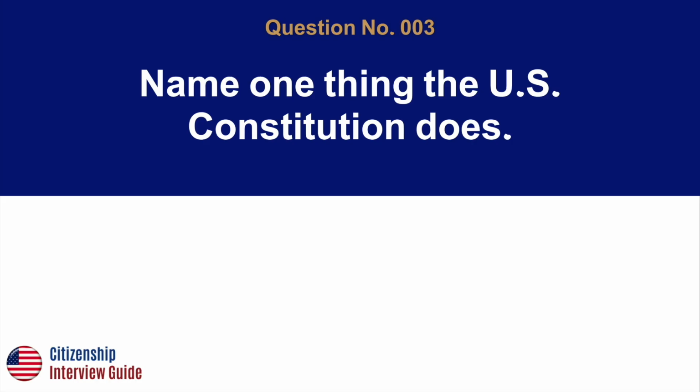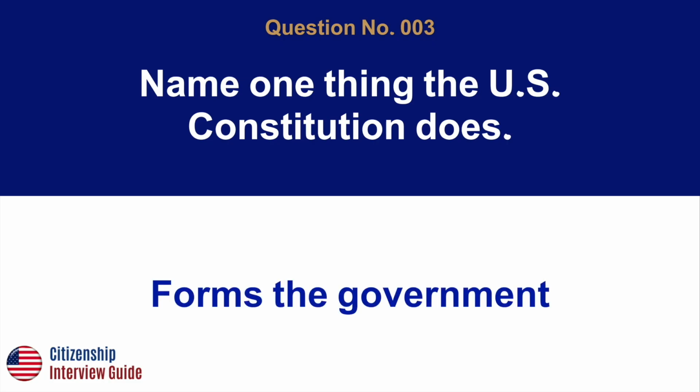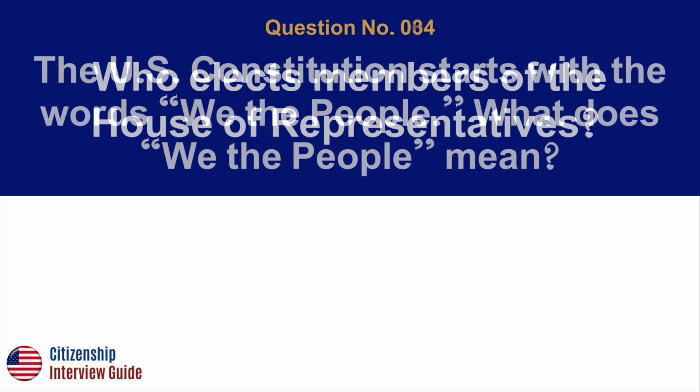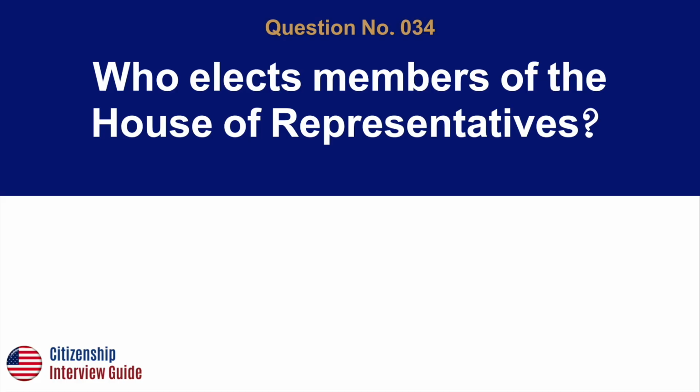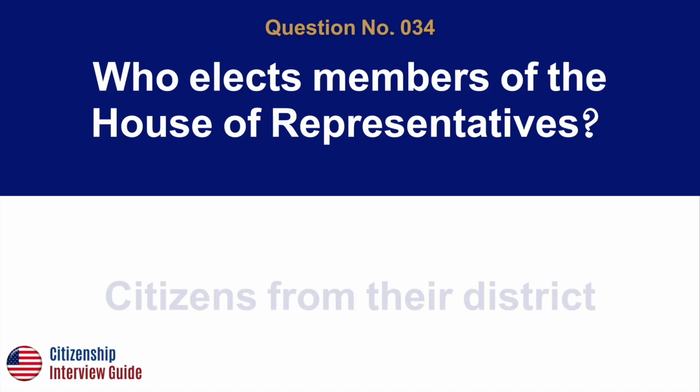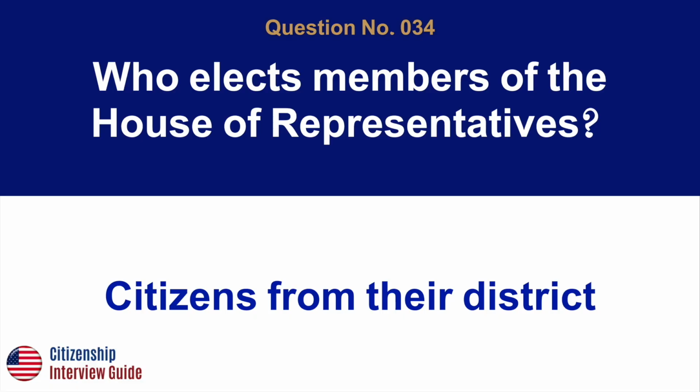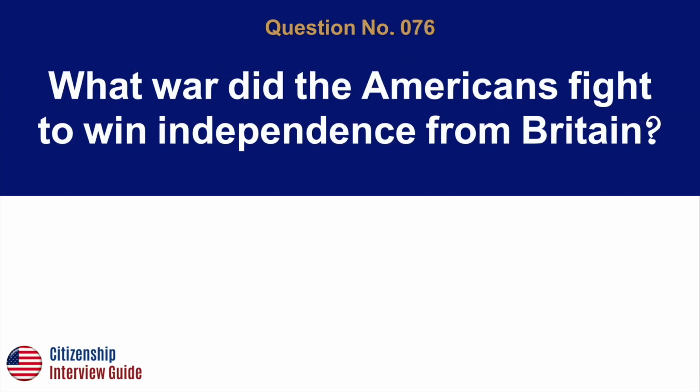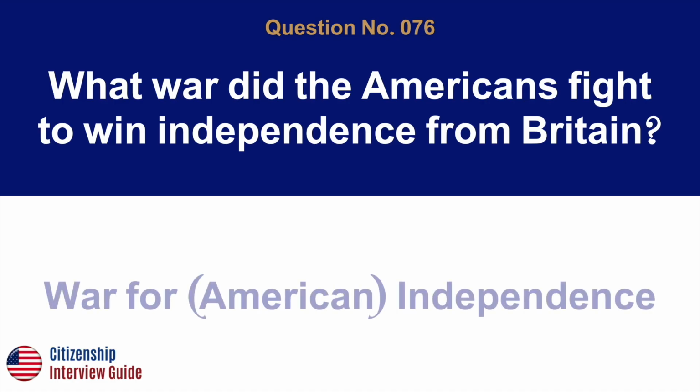Name one thing the U.S. Constitution does. Forms the government. Who elects members of the House of Representatives? Citizens from their district. What war did the Americans fight to win independence from Britain? War for American independence.